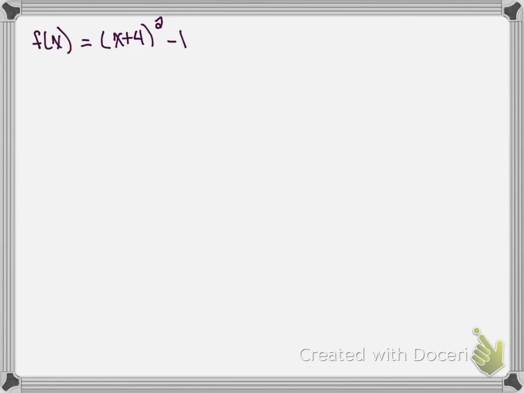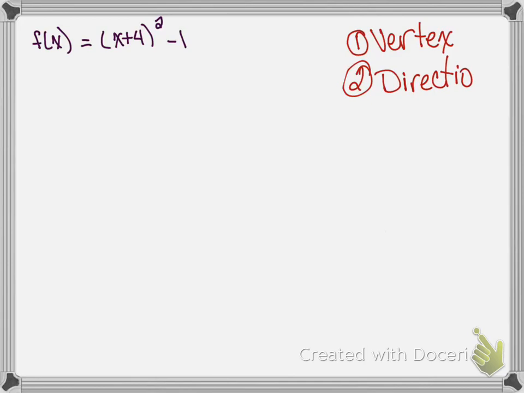Okay, now what we are doing is we are now graphing from this. Now this is in standard form or this vertex form right here. So what I want to do now is I want to graph this and I'm going to identify three things. Okay, from this right here, I need to identify the vertex, the direction, and the stretching shrinking factor.